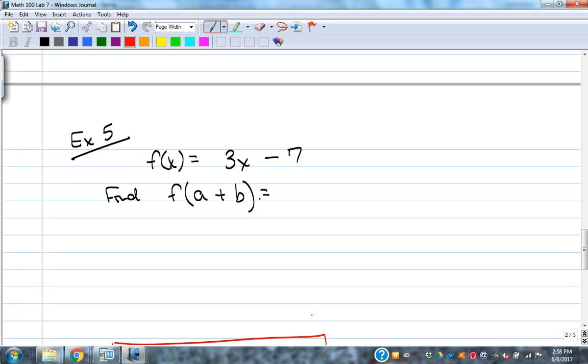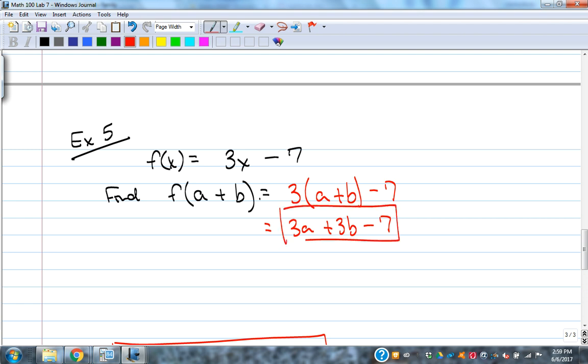Next example. It's function value again, but a little bit more difficult in the fact that we're plugging in variables instead of numbers. So we're going to replace x with a plus b. And then the only thing we can do is distribute 3 to both of those to make it look a little bit more like we've done something. And we've got the function value there, not a specific number.